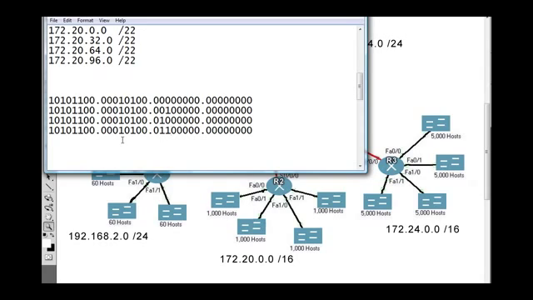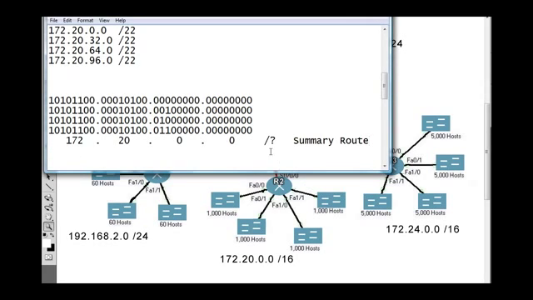And so we want to find out what will be the summary route. Well, the summary route in this case will be 172.20.0.0. Okay, and then the question is, what will be the subnet mask? That's always the big question when you're looking for a summary route. So what is this going to be here?